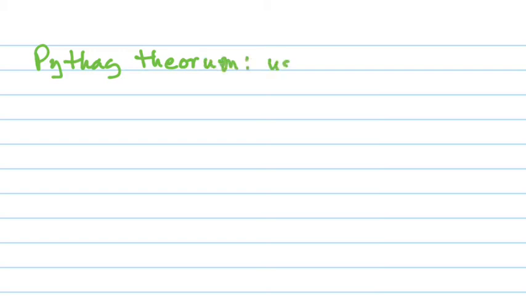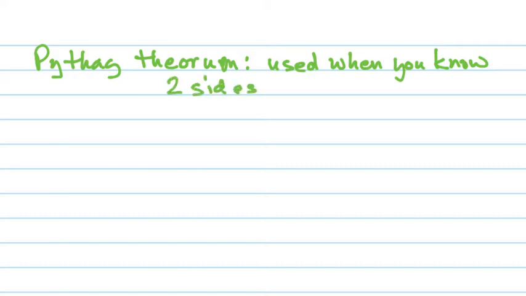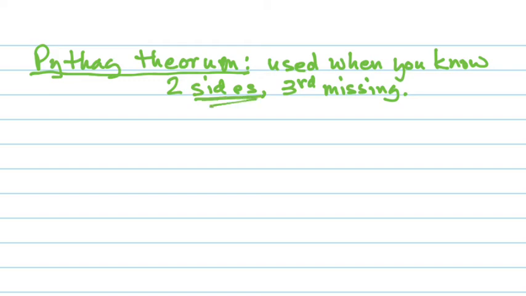Remember that the Pythagorean theorem is used when you know two sides. Okay, so that third one is missing. It's pretty straightforward. It's always sides, A, B, C. So the sides are the key there.